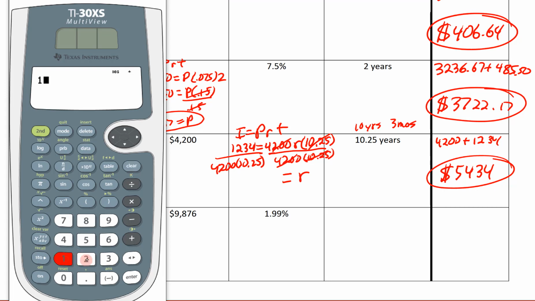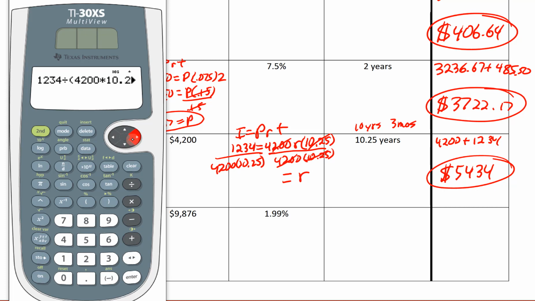So we're going to do 1, 2, 3, 4. That's the top. And then we're going to divide by, because we've got more than one factor in the denominator, we're going to put that in parentheses. Always a good idea. If you've got more than one thing in the numerator or more than one thing in the denominator, put it in parentheses. So we're going to do 4,200, and then we're going to times that by 10.25, and then we're going to close the parentheses right there. Okay, now that does slide off the screen, but we can go back here and we can verify that we've got that put in the right way.